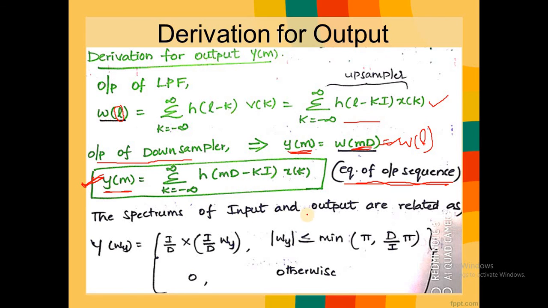Okay, the spectrum of input and output are related as follows. This is the spectrum equation. Y of omega y equal to I by D into X of I by D into omega y, where modulus of omega y is less than or equal to minimum of pi comma D by I into pi, 0 otherwise. This is the output equation.